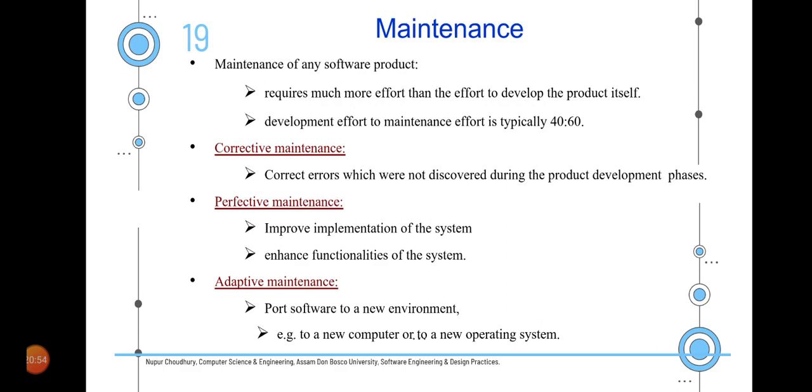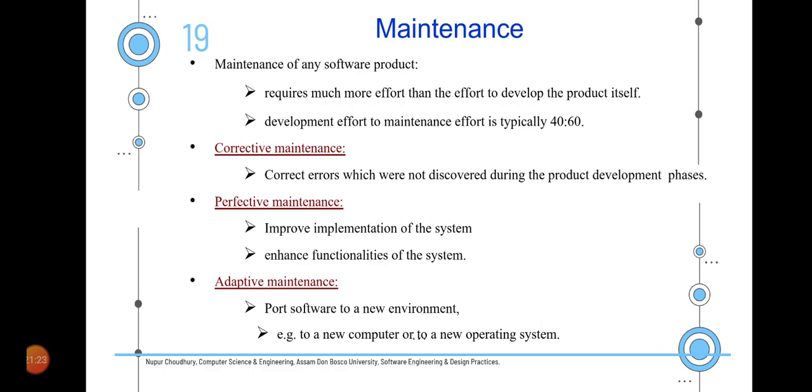So this maintenance stage can be classified into three different activities. The first activity being the corrective maintenance, where the errors would be corrected, and these errors correlate to those errors which were not discovered during the product development phases. It might be anything related to adaptability or scalability of the software.